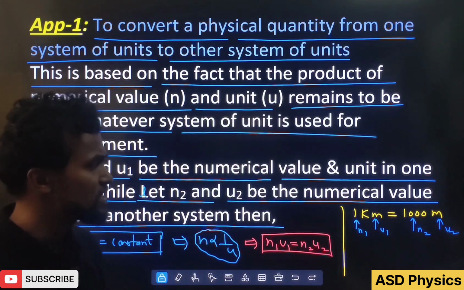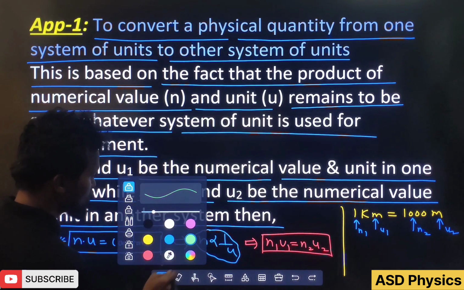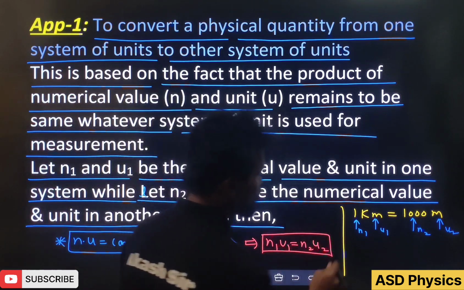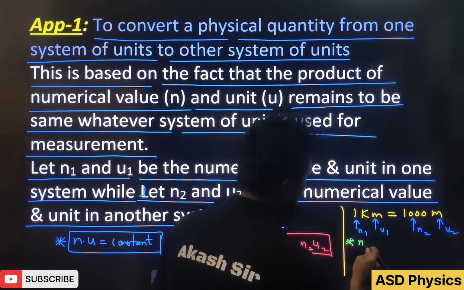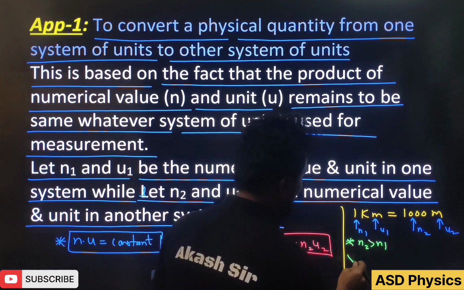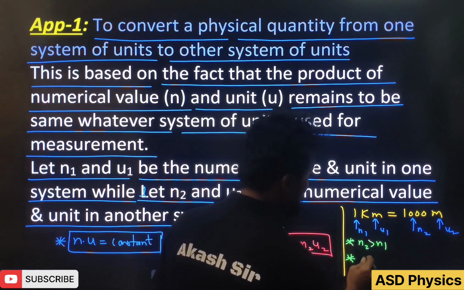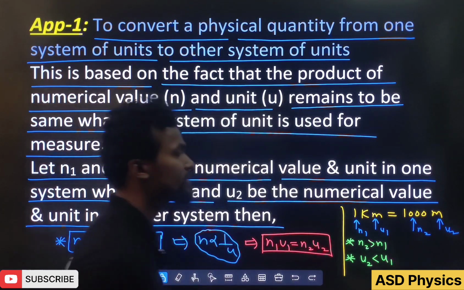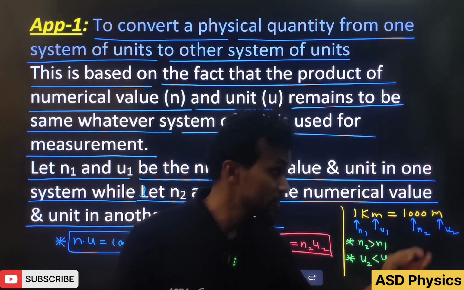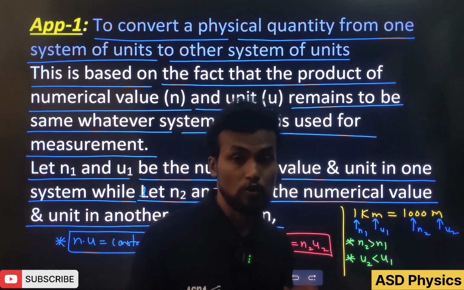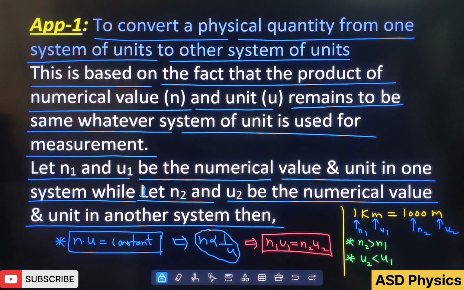Okay, so if you will see here, you can see very well which one is more, N1 or N2. So you can see here, students, this N2 is greater than N1. So as N2 is greater than N1, what will happen here? This U2 will become less than U1. And you know very well, the meter unit is lesser than the kilometer unit. So when the numerical value increases, the unit has to decrease. I hope this is very clear.